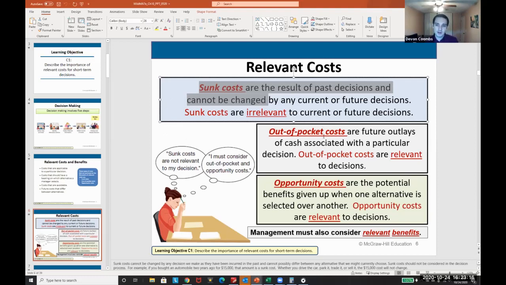Out-of-pocket costs are future outlays of cash associated with a particular decision. So that's a good example from that. If I knew that I would lose time and I'd have to spend maybe $1,000 a month on selling and marketing expense, that's an out-of-pocket cost in the future. That's a relevant decision because if I decide not to invest in that business, I won't have that out-of-pocket cost. And then the opportunity cost related to the business is what could I do as an alternative?